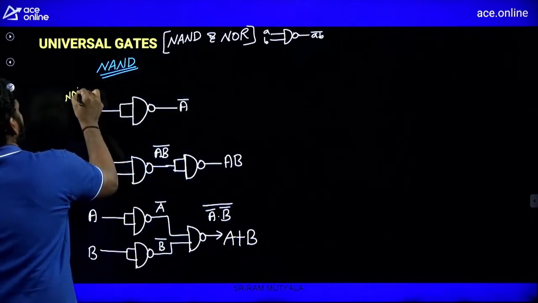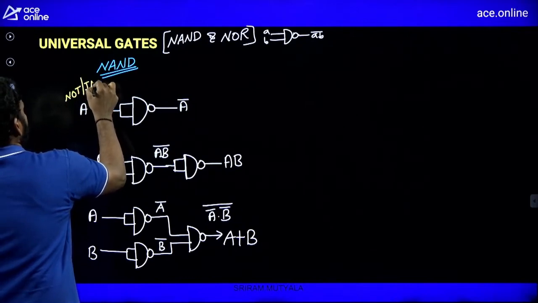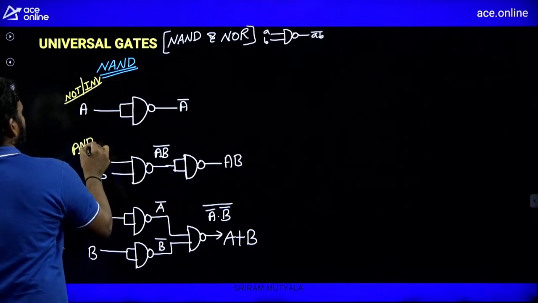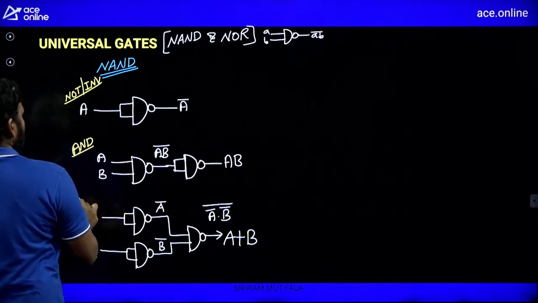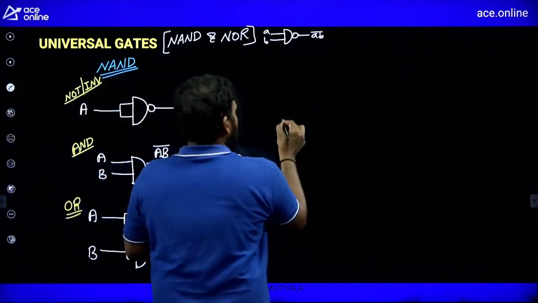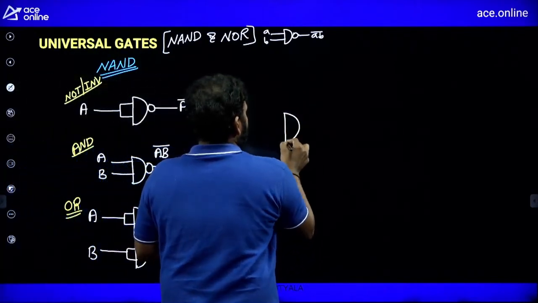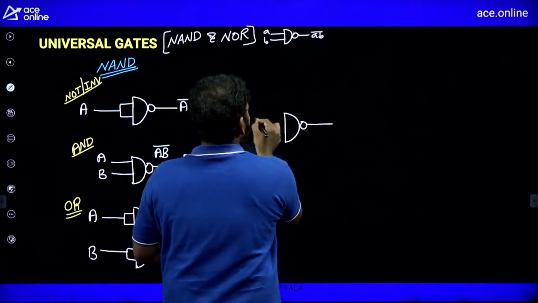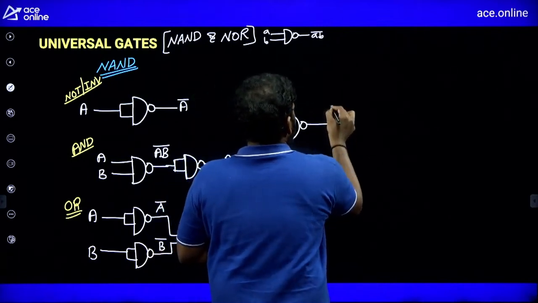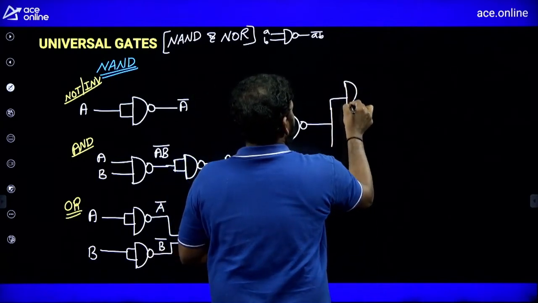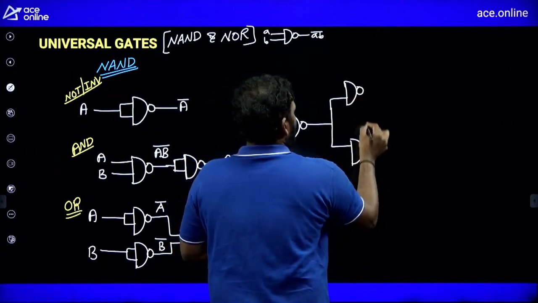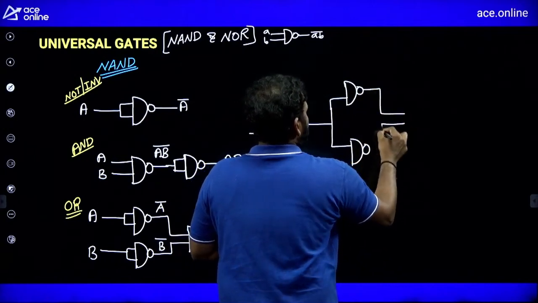NOT gate, or inverter, you can write it as inverter. AND gate, OR gate. Now, see guys, let me take one simple and standard structure of a NAND gate for XOR and XNOR. To obtain this circuit, actually we have some methods and procedure, but actually no need. All are NAND gates.